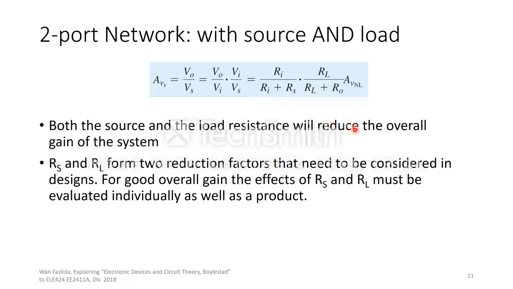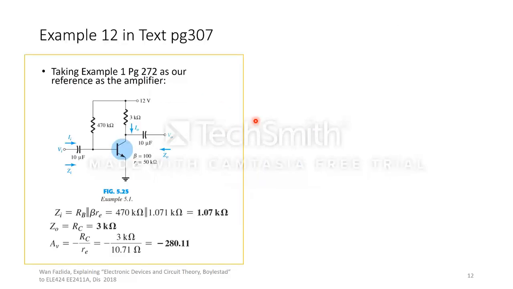So when you're designing for good overall gain, the effects of RS and RL must be evaluated individually as well as a product. First you need to decide how RS affects the amplifier. Then you need to determine how RL affects the amplifier. Then you need to see how both of them work together in bringing down the overall gain.